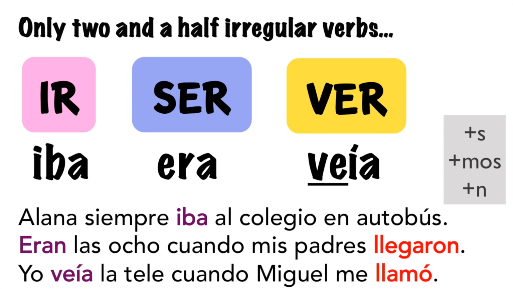Yo veía la tele cuando Miguel me llamó. I was watching TV when Miguel called me. Again, we've got two past tense verbs, but the first one describes what I was doing when something else happened. The second verb is a completed action, and we don't use the imperfect for completed actions in the past.